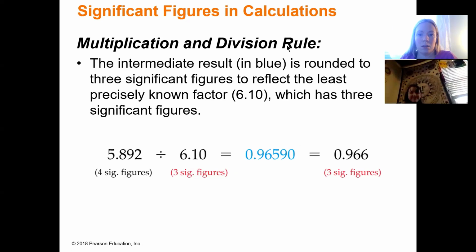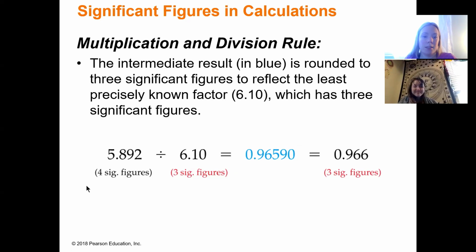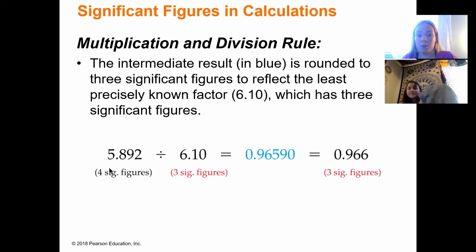So when we're looking at these numbers here, we've got 4 sig figs and we've got 3 sig figs. When we divide them out, sometimes your calculator will give you this crazy long answer. You can only use 3 sig figs. So we get to keep the 9, the 6, the 5. The 9 tells the 5 to round up.